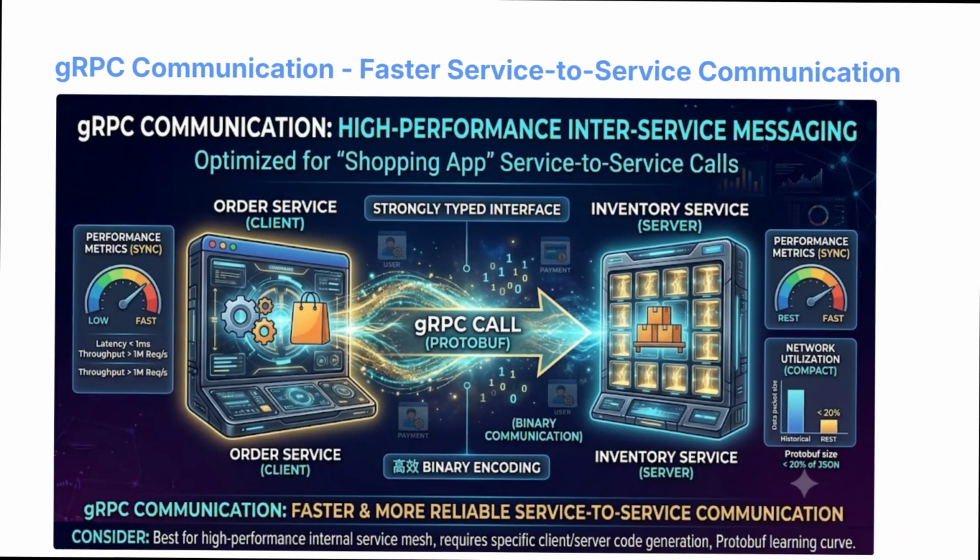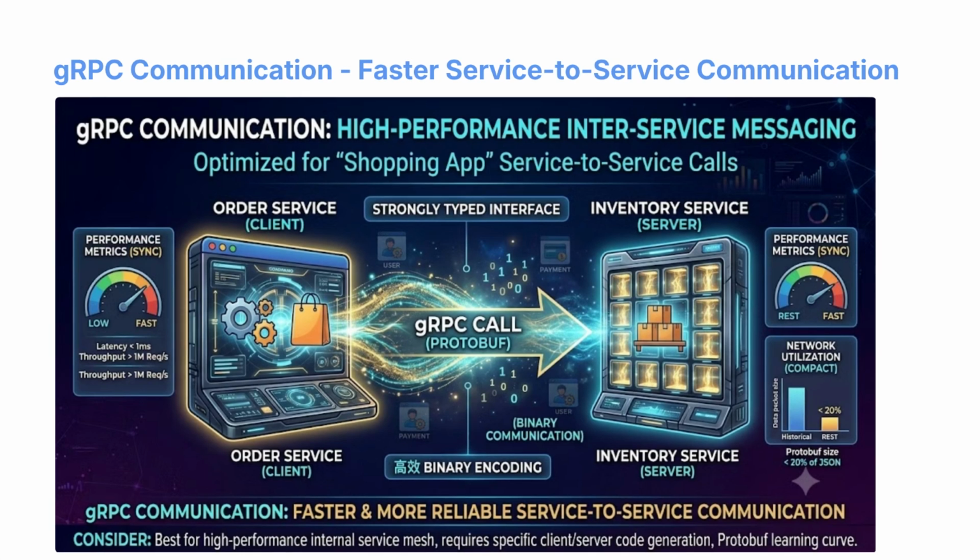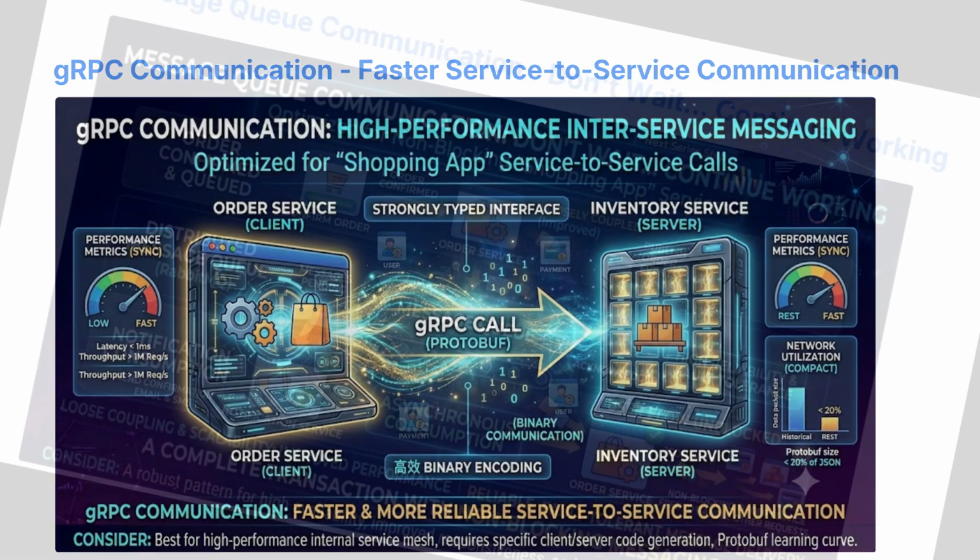Sometimes speed becomes critical. Instead of sending JSON over HTTP, architects use gRPC. It transfers compact binary data, making communication much faster and more efficient. It's especially useful for internal communication between backend services where performance matters more than human readability.